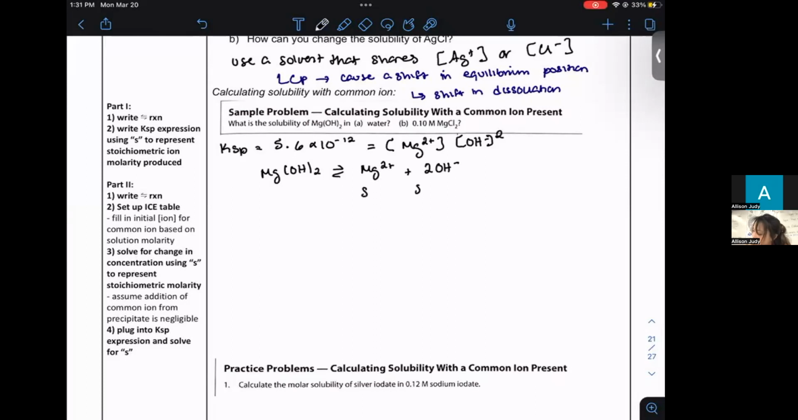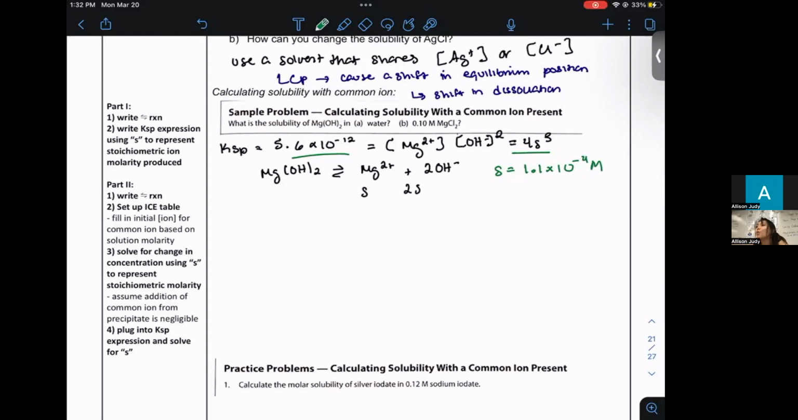Okay, I get S and 2S, which means that my KSP, you could also say, is equal to 4S cubed. So you solve for S, and when you solve for S using the KSP value, you get that S is equal to 1.1 times 10 to the negative fourth molarity. That would be in water. That would be basic unshared ions.